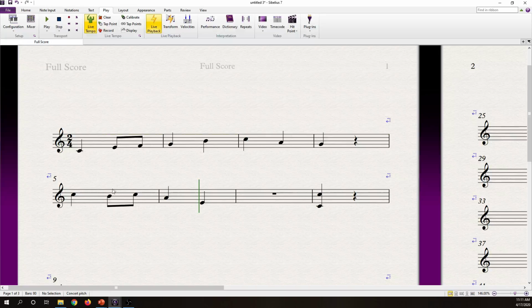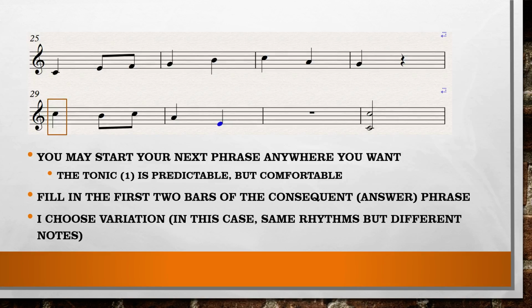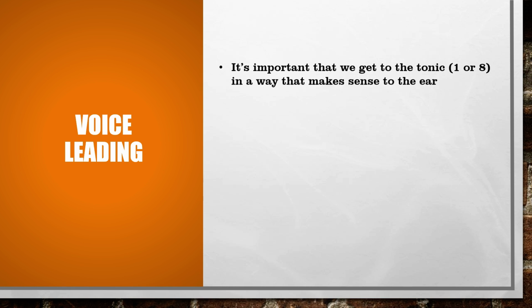I would maybe avoid the leading tone as a starting place, the 7th note, just because it has this desire to move in a specific direction. And let's actually talk about that now. So, voice leading. Voice leading is the direction that any given note in a scale wants to move, the next note that it wants to have, specifically in a cadence.